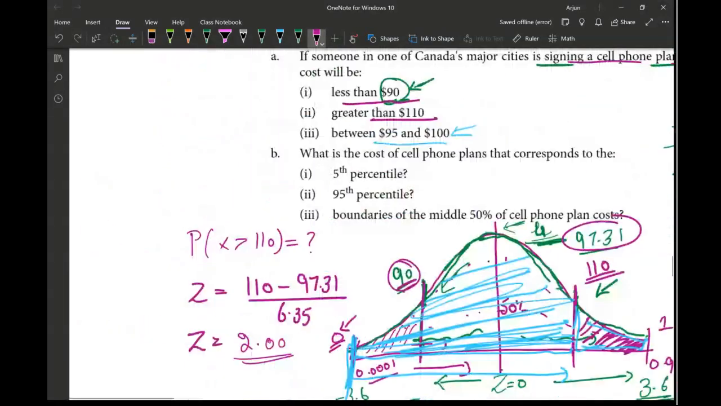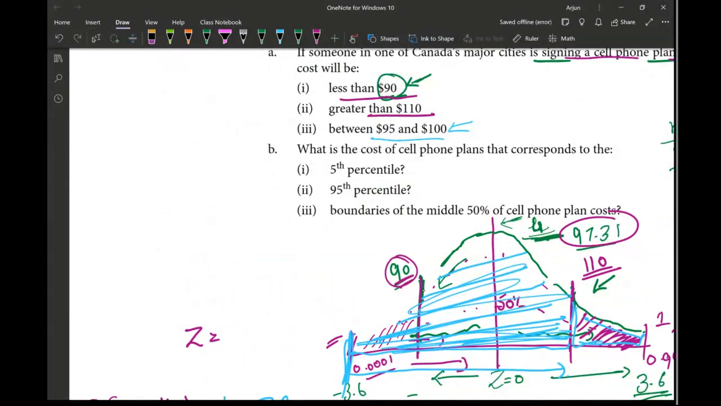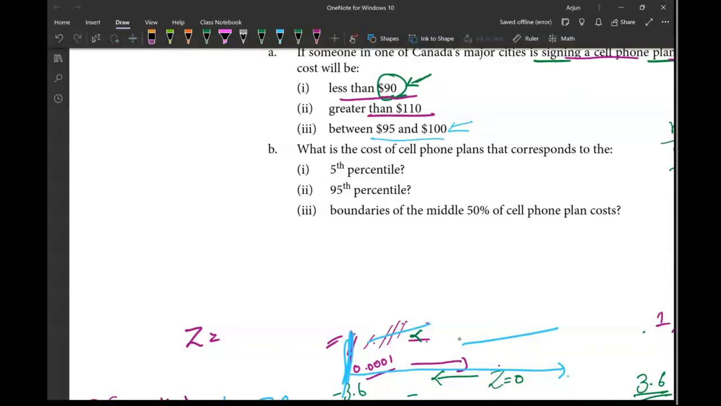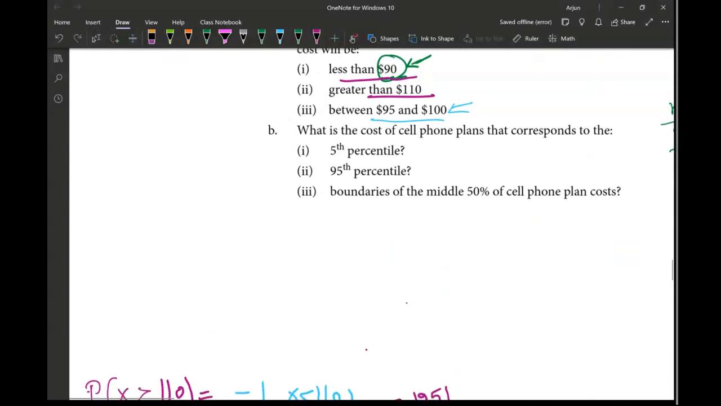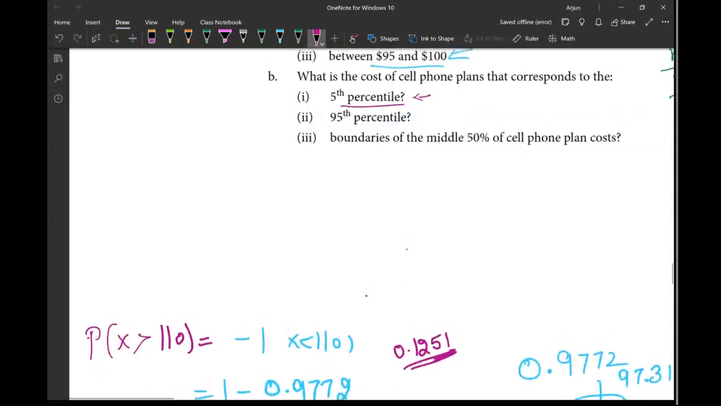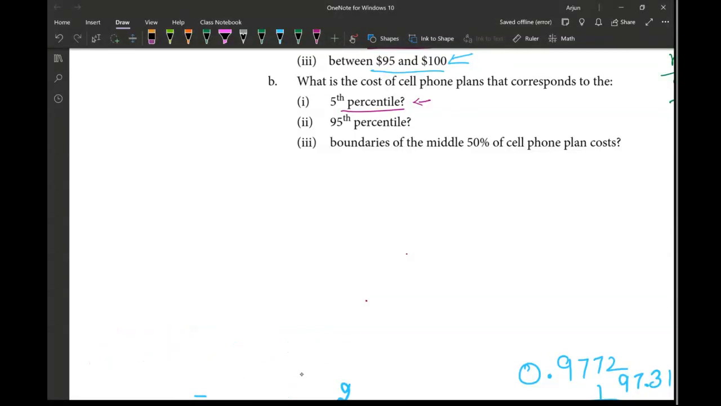All right, now let's look into part B of this question. Part B is: what is the cost of the cell phone plan that corresponds to the 5th percentile? So we are given the rank, and your probabilities are ranked when you look into the normal distribution graph. So we are looking for the 5th percentile.